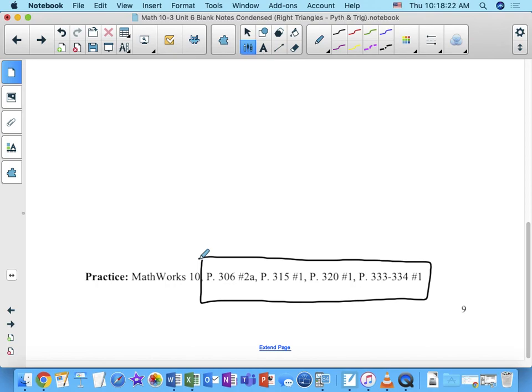Okay, so I know that this is brand new, which means that it is very important that you spend some time tonight and tomorrow and over the weekend doing these questions, because starting next week, we are going to be picking up with trigonometry. Okay?